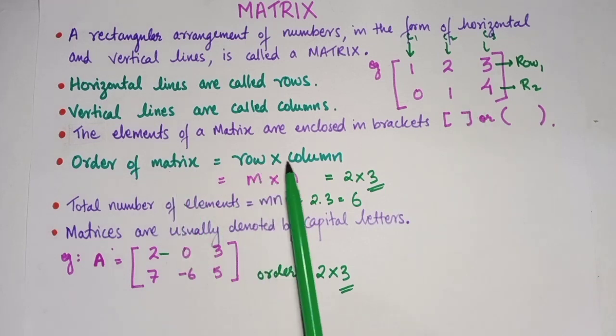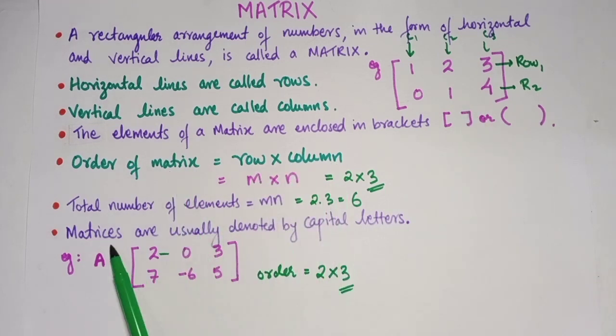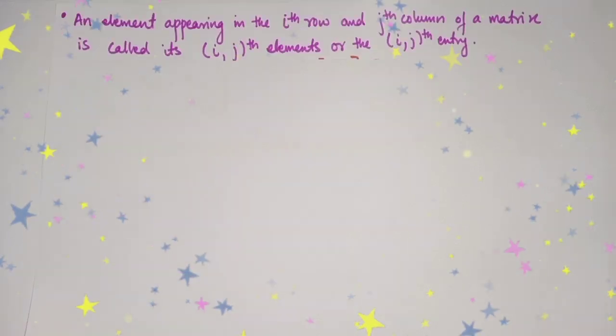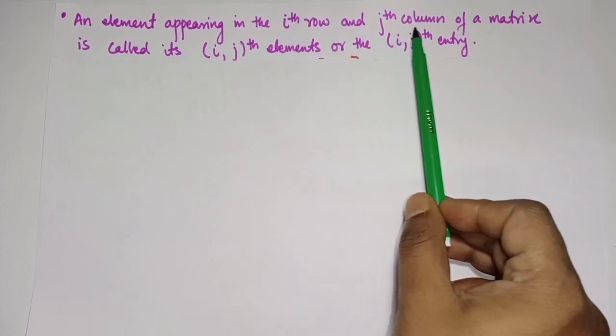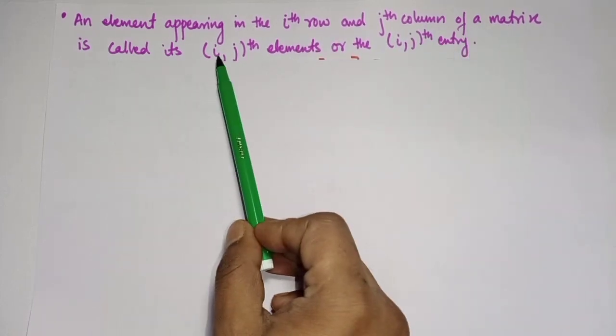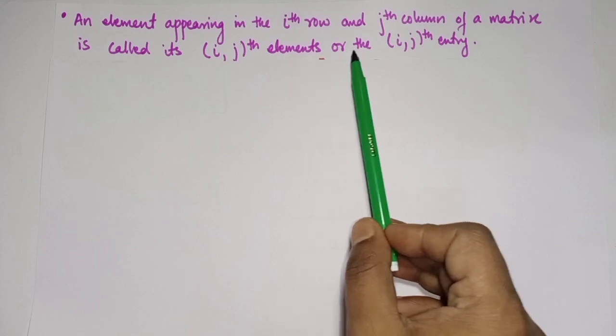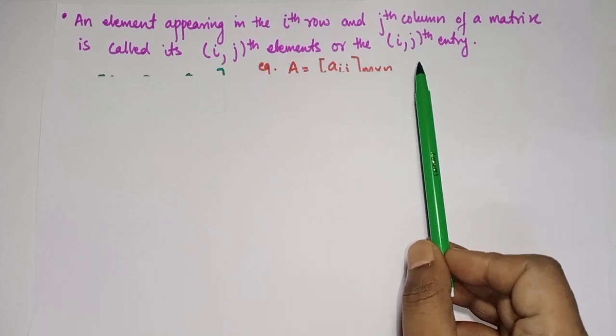The order of a matrix is row by column. And a matrix is always denoted by a capital letter. Now let's see another point. An element appearing in the ith row and jth column of the matrix is represented by the ij element, or ij entry. So what does this mean?